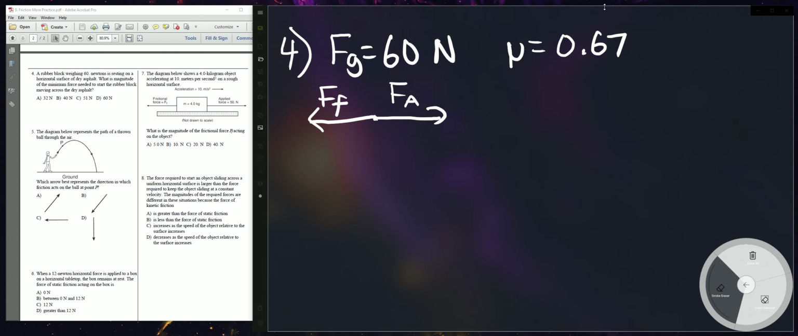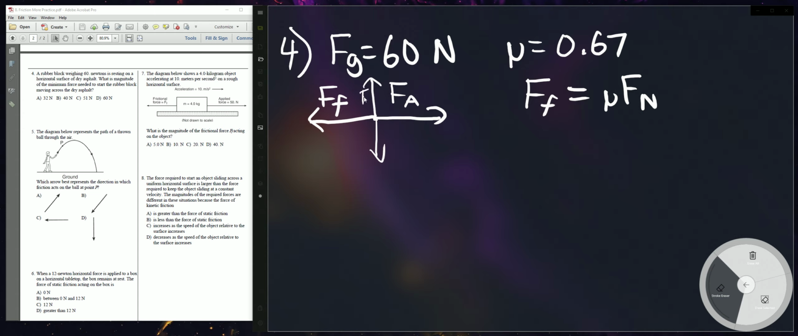So what is the minimum force we needed to start the rubber block moving across the dry surface? Well, we want to know what our frictional force is. You know our frictional force formula, also on your reference table, is that. And we want to know what our Fn is.